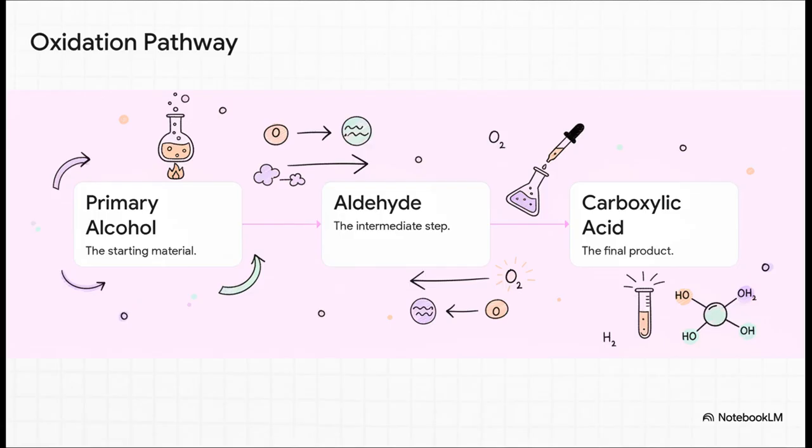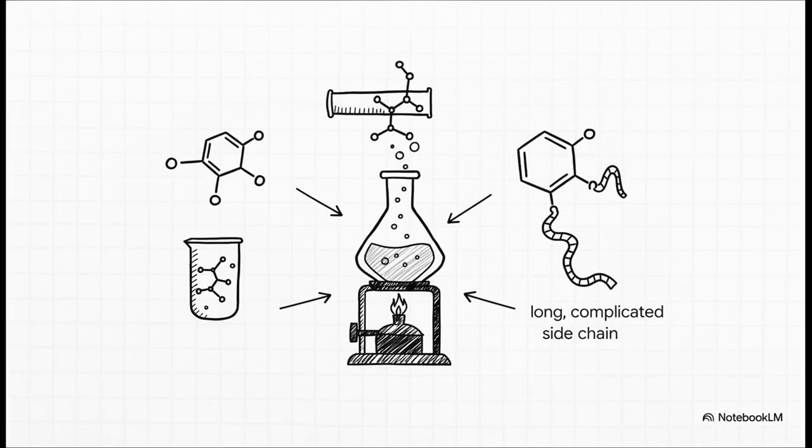You start with something called a primary alcohol. You oxidize it once to get an aldehyde, and then you give it one final push of oxidation to land on your carboxylic acid. See, it's a nice, clean, step-by-step transformation. So, what ingredients can we actually pop into our chemical oven for this oxidation recipe?